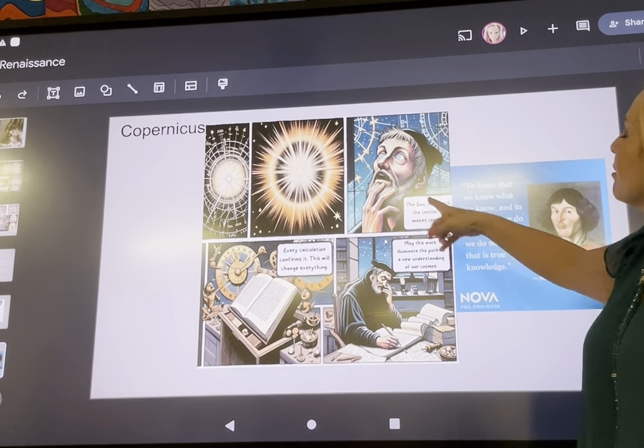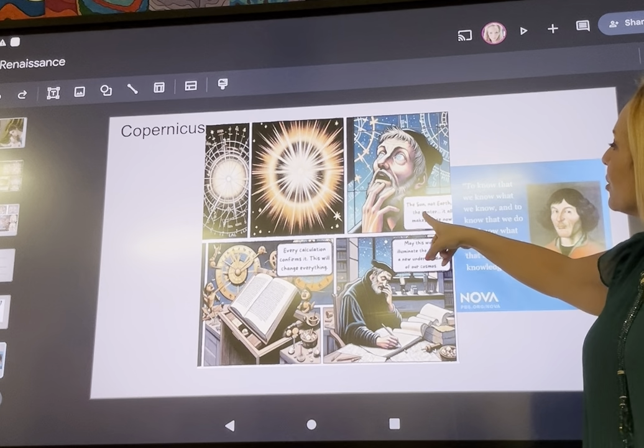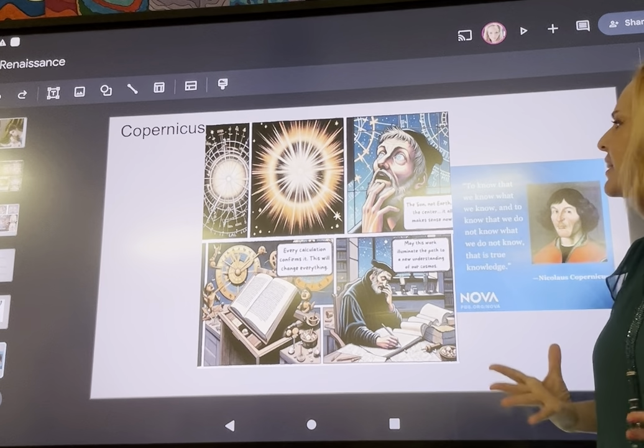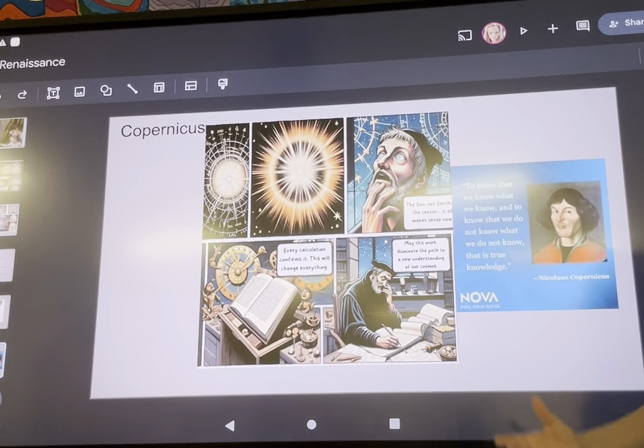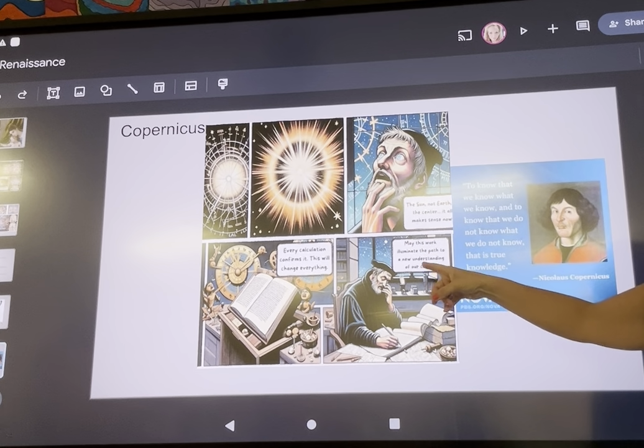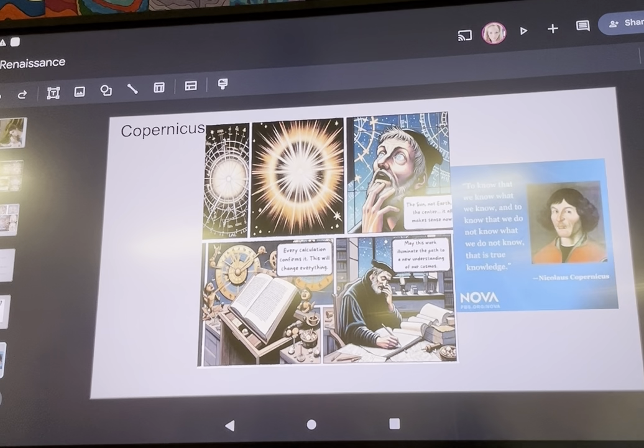And this is just a funny graphic I got online. The sun, not Earth, the center. It all makes sense now. Every calculation confirms it. This will change everything. May this work illuminate the path to a new understanding of our cosmos. Basically, he's saying that we are one of many planets that circulate around the sun, and it just kind of goes against, I guess, people's idea of how the creation, how we came about, and it was considered heresy.